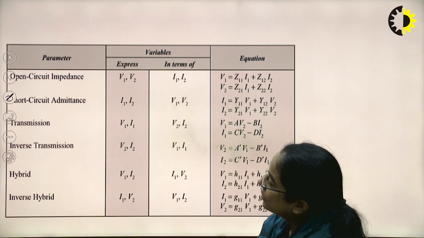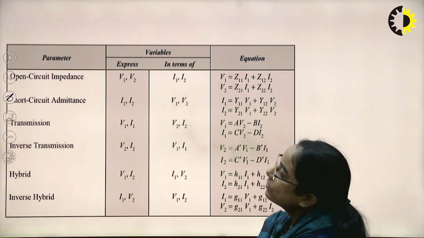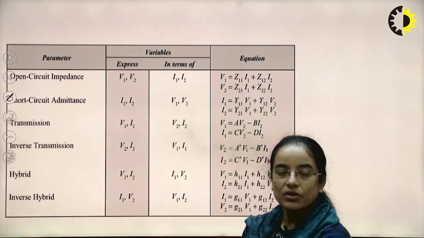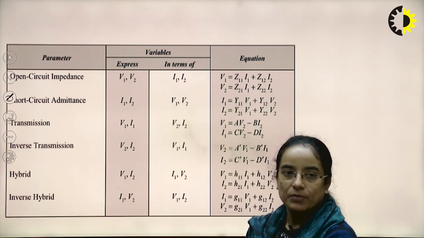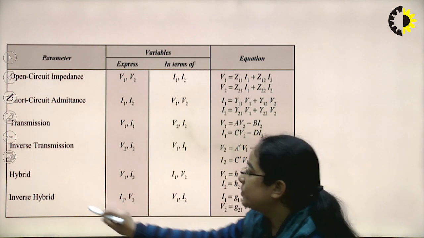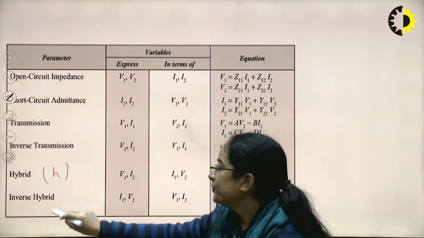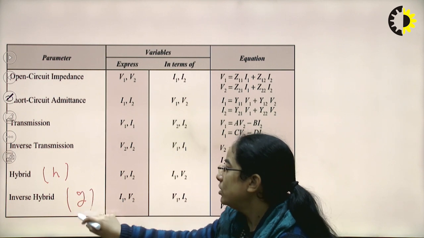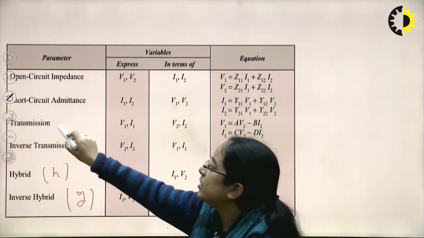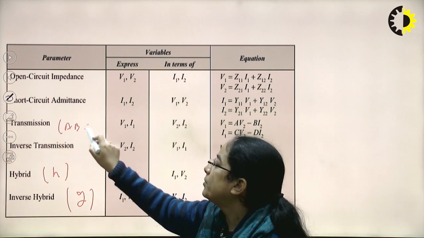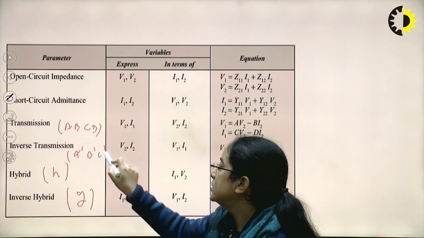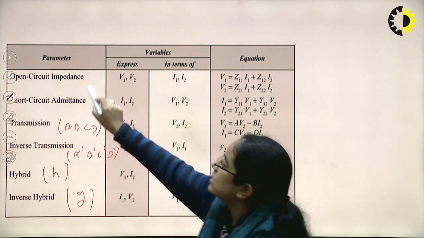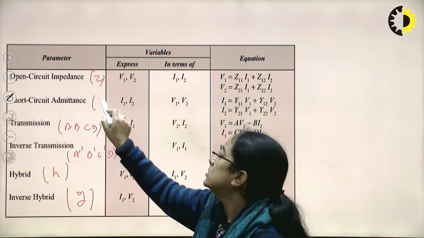Here, as we can see, there are open circuit parameters, short circuit parameters, transmission parameters, inverse transmission parameters, hybrid parameters and inverse hybrid parameters. This is the H parameter. This is the G parameter or inverse hybrid parameter. This is the ABCD parameter or T parameter. This is A dash, B dash, C dash, D dash. This is the Z parameter and this is the Y parameter.